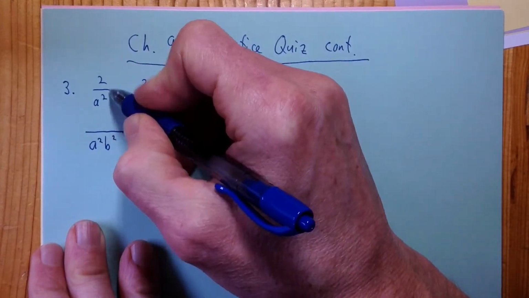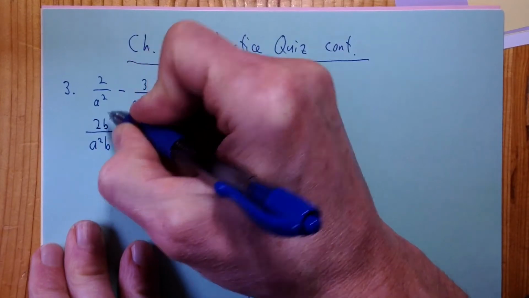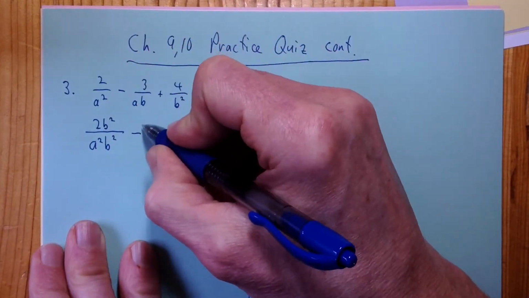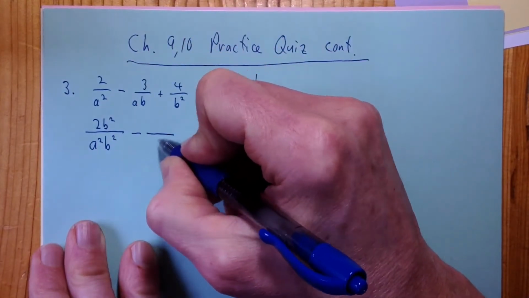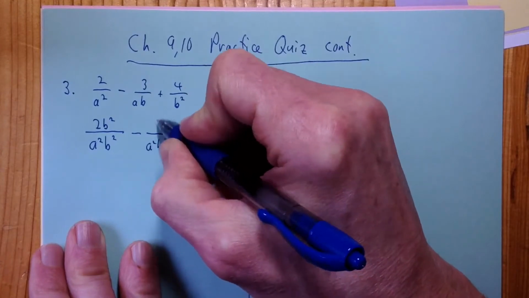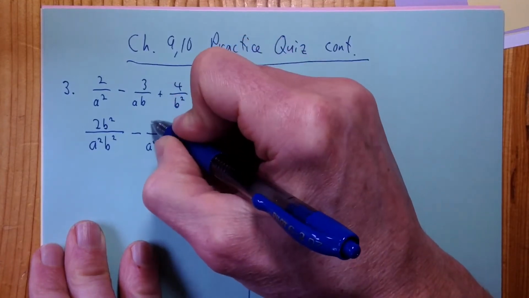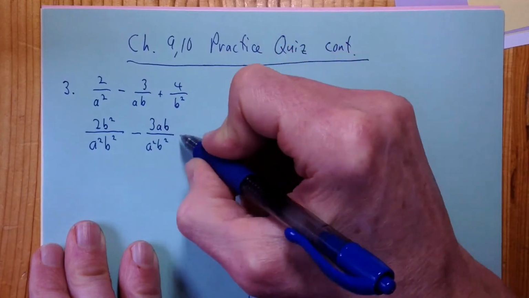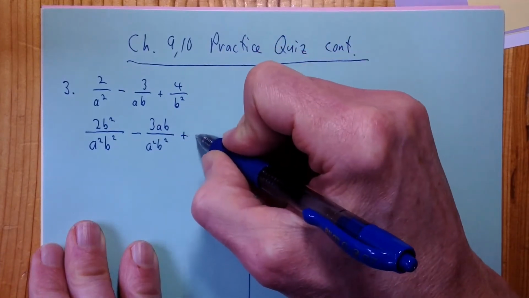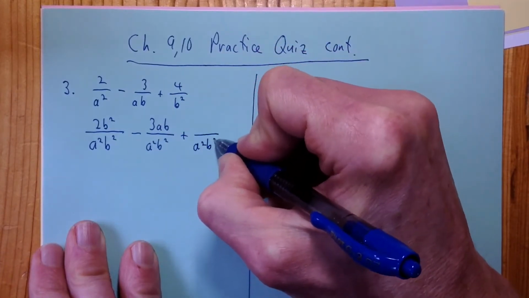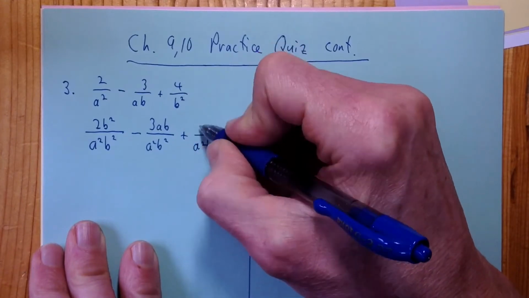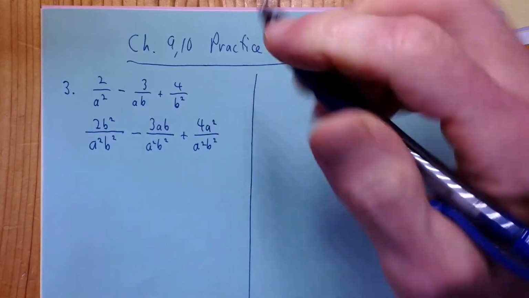This one we had to multiply by b squared, so that'd be a 2b squared in the top. This one we had to multiply by ab to get a squared b squared, because it's already an ab, so that'd be 3ab multiplied top by ab. And the last one we had to multiply by a squared to get a squared b squared, since it's only a b squared, so it'd be 4a squared.